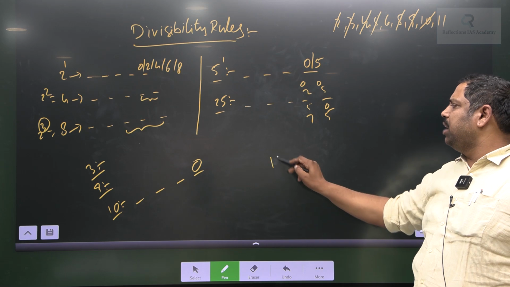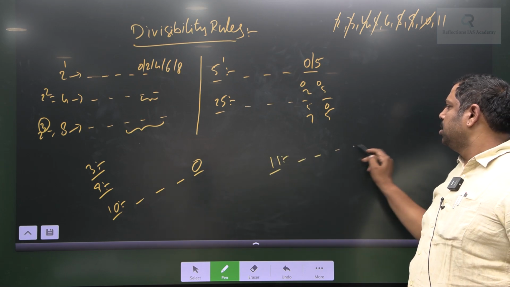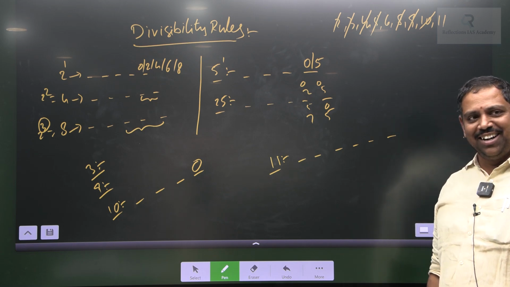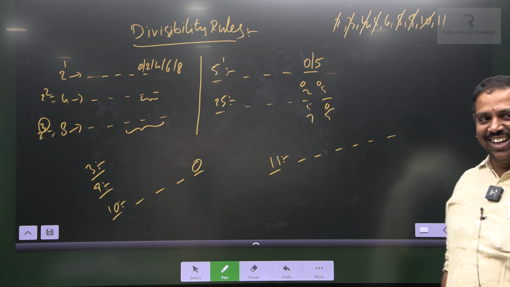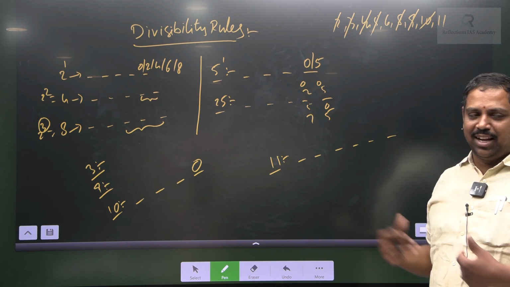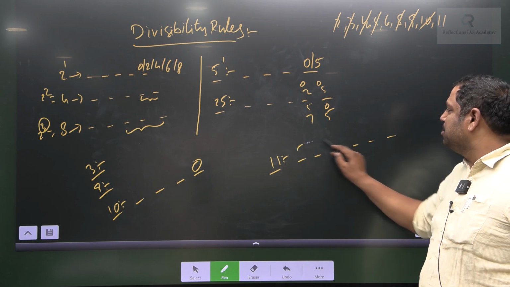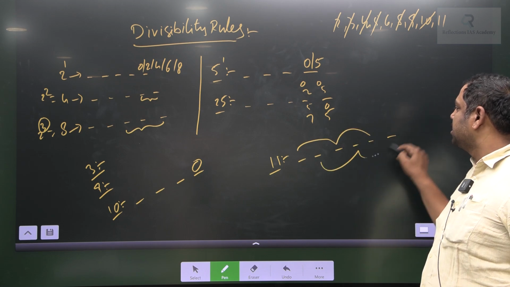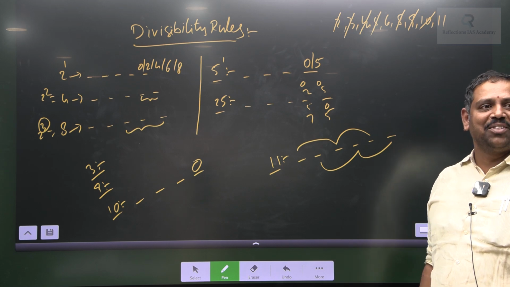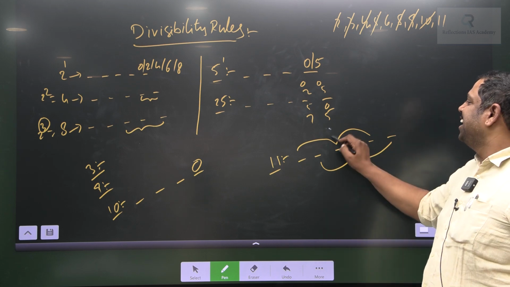The divisibility rule of 11 says that alternate digits should be added and subtracted. The resultant number should be divisible by 11. Alternate digits means this is one set, this is another set. This sum and this sum are then subtracted, X and Y.